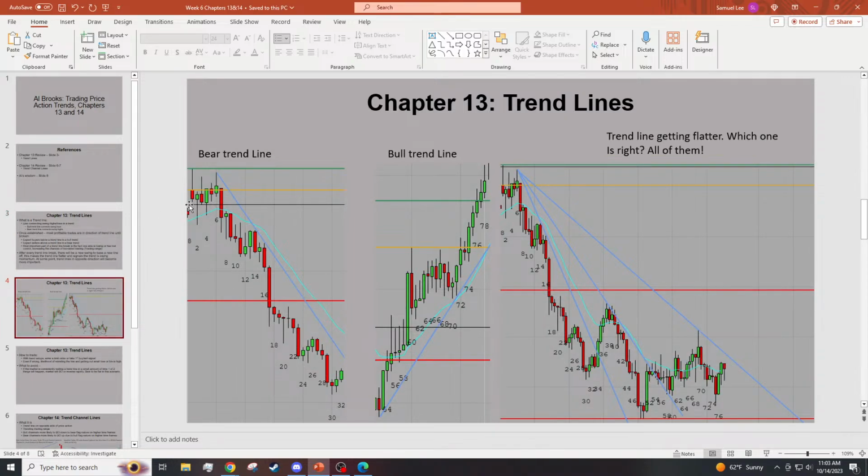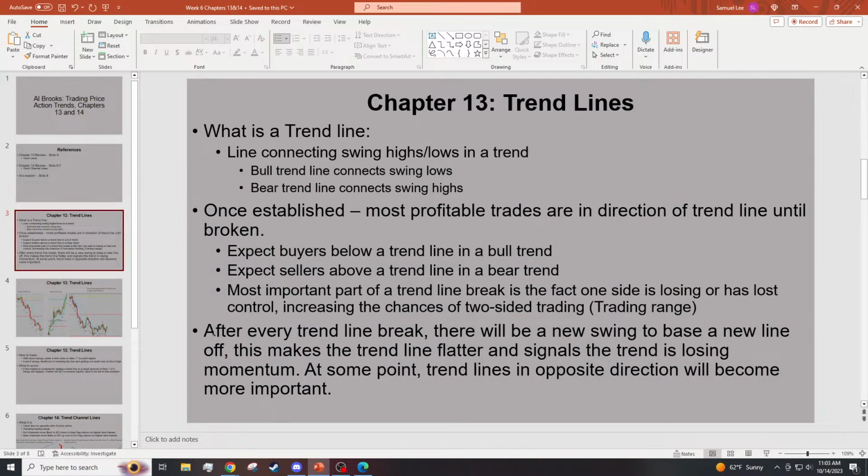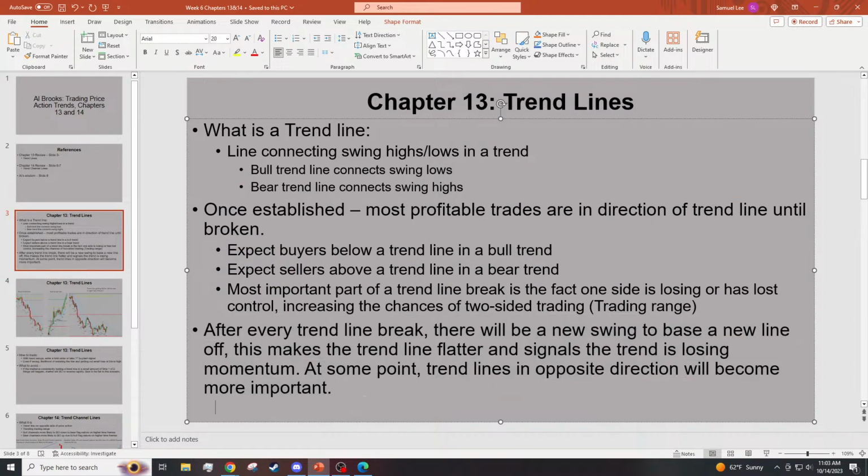So obviously, bear trend line, bull trend line. I won't harp on that too much. Again, everybody in the room that this is for is familiar with trend lines. But this might be a little different for some folks. If you go back to the previous slide, at every break there's a new swing to base a trend line off of, and even though one side breaks a trend line, it increases the chances of two-sided trading, and that side is losing control of the market, right?